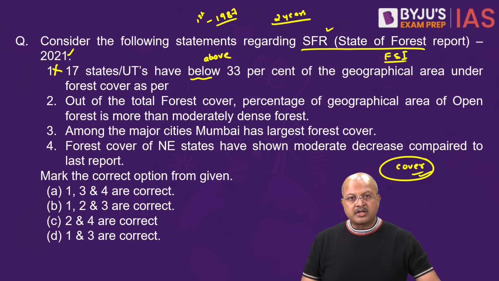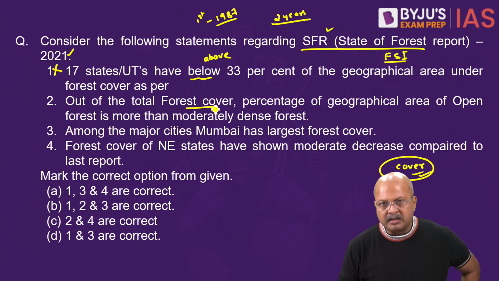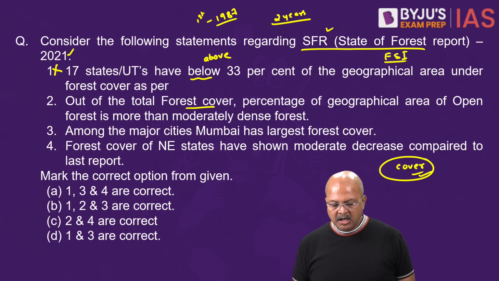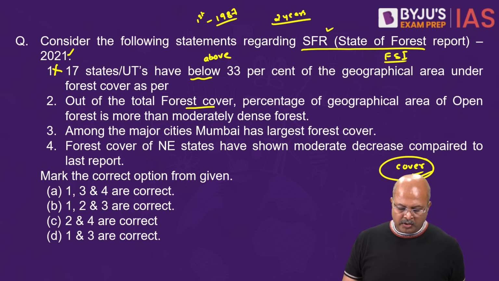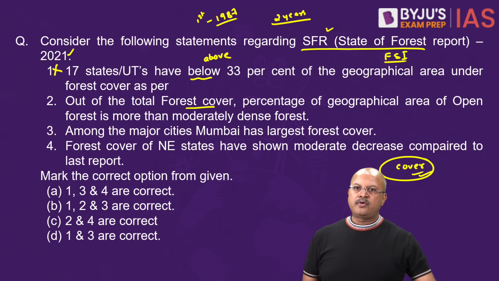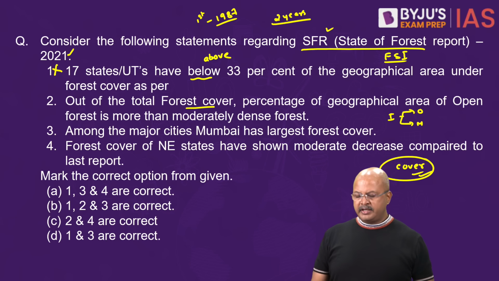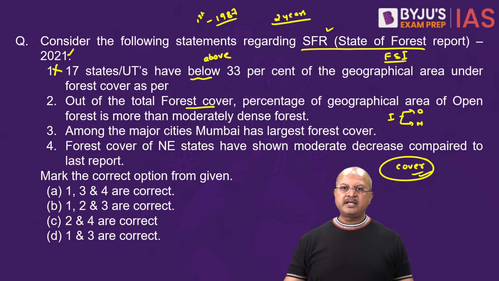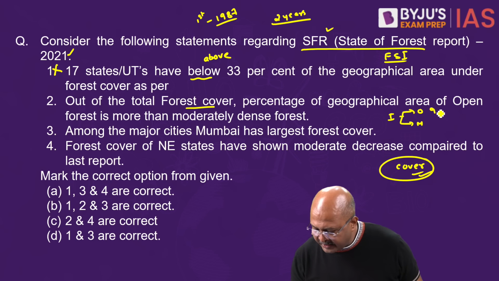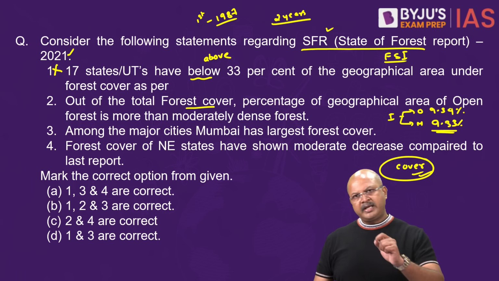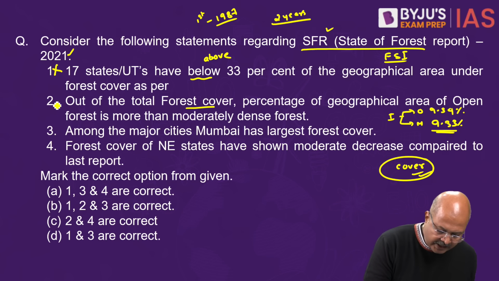Out of the total forest cover, understand here, they use the term cover. They don't use the term forest area. Forest cover, percentage of geographical area of open forest is more than moderately dense forest. Now, if you take the data of India, the open forest and moderate forest, the data say that there is a very slight difference. The open forest has 9.34% and the moderate has 9.33%. Very slight changes there. So hence the second statement is correct.